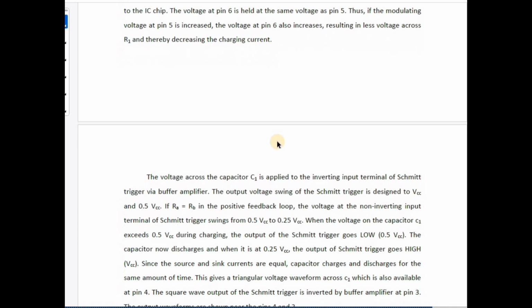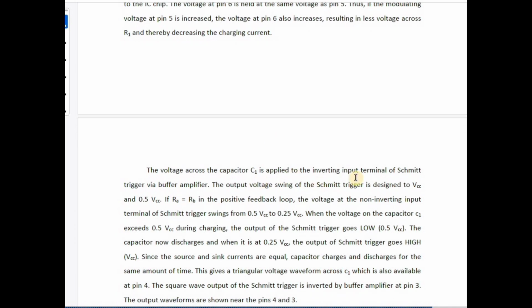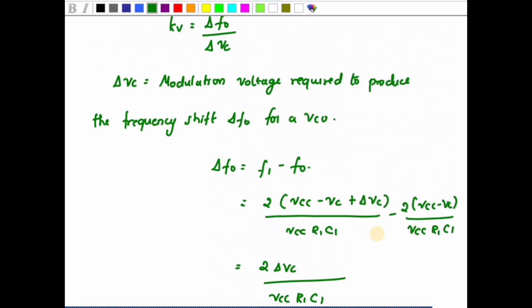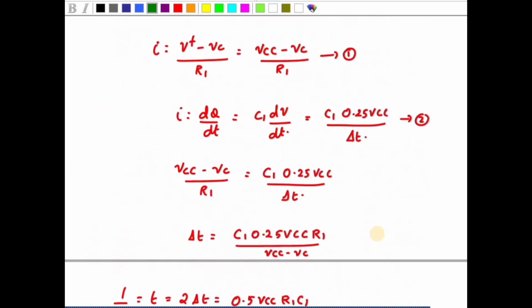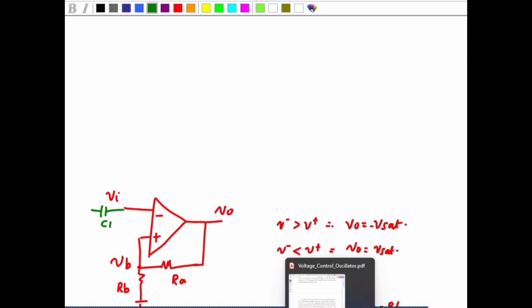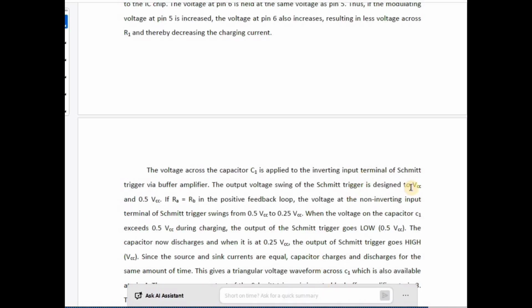The voltage across the capacitor C1 is applied to the inverting terminal of the Schmitt trigger via buffer amplifiers. So if you see here, I have applied this C1 capacitor to the inverting terminal of the Schmitt trigger. And the output voltage swing of the Schmitt trigger is designed to be VCC to 0.5 VCC.